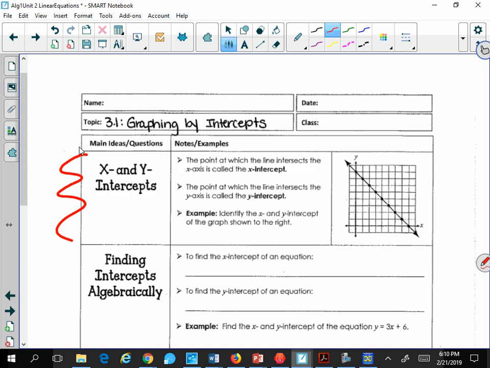The point at which the line intersects the x-axis is called the x-intercept. So I got my x-intercept down here. The point at which the line intersects the y-axis, I'll actually highlight these in different colors. Y-intercept is where we cross the y-axis. And I think that's a pretty familiar concept for most of us. And then we've got the examples of those two to the right, which we know.